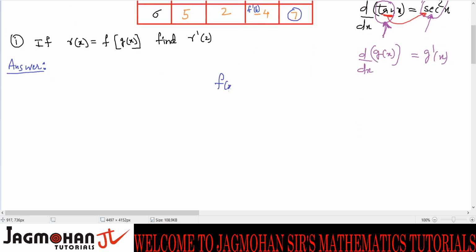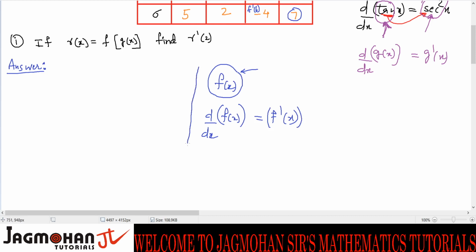You have f of x, which is a function of x. Then when you differentiate this with respect to x, you get f dash x. So f of x is some kind of function. When you differentiate, you get f dash x, which is another function.